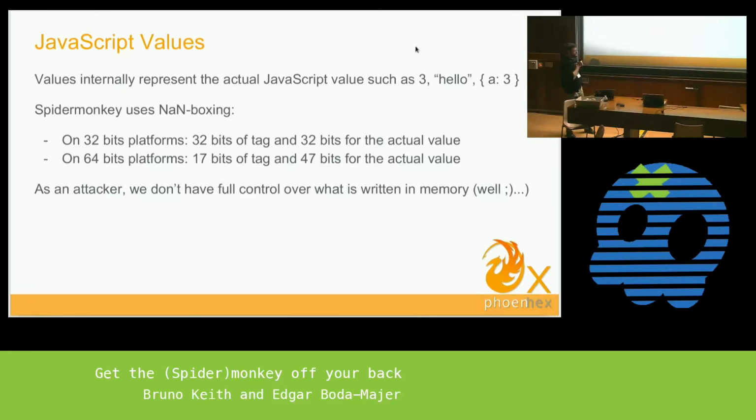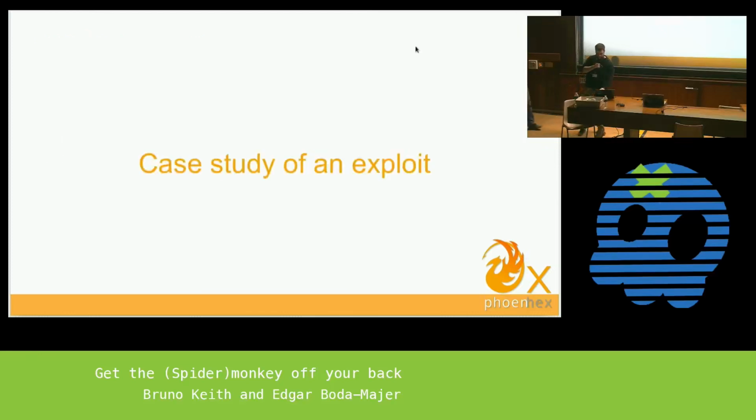So what that means for us as an attacker is, right now, with our limited knowledge, we don't have a way to actually write whatever we want in memory. Because if we set the integer value 3 on an array, it's actually not writing just 3 in memory. It's going to write 3, and on the top 17 bits, something that we don't want. And with that, I'm going to let Edgar take over.